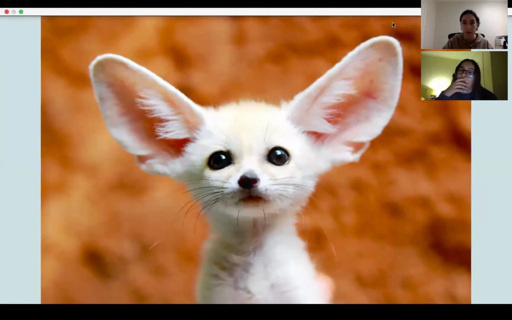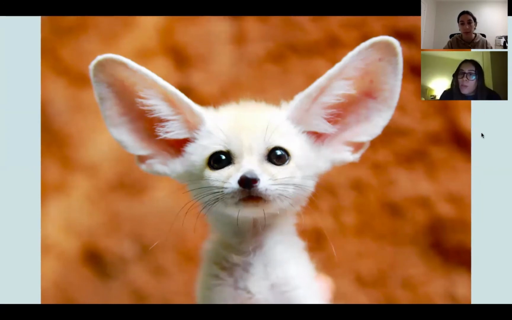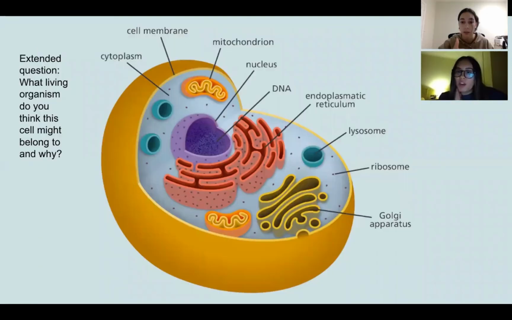Like I talked about before, we might talk about the climate. Where does it live? Would that affect its cells? Would its direct environment affect the cells and the way that they function? If we wanted to extend some of our students as well, we might ask, what living organism do you think this cell might belong to and why? If we look at the diagram of the cell, there are some clues such as DNA. Where else is there?